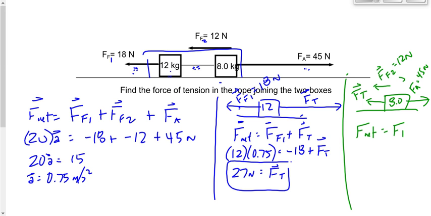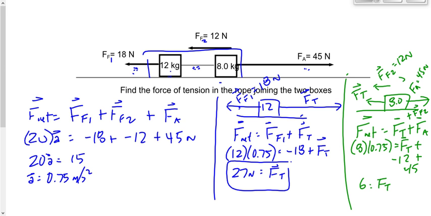F net is equal to FT plus FA. F net is 8 times 0.75. FT is what we're looking for. The applied force, I'm missing one: FF2. FF2 is negative 12, and FA is 45. So 8 times 0.75 is 6. On the right-hand side, we get FT plus, what is that, 33? The 33 goes over by subtracting, and what do we get? 27. No, not 27. Negative 27, which we would have predicted, right?